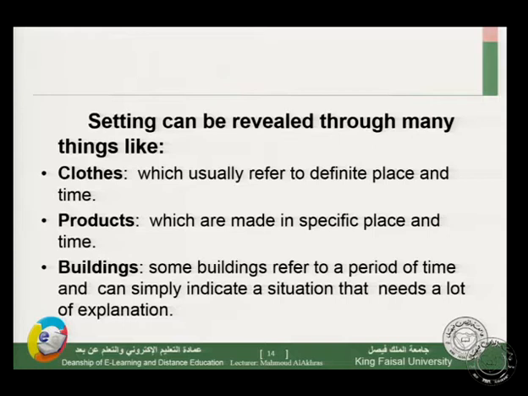Setting can be revealed through many things, so we can have more details about setting by using these things. The first one, we can conclude the type of setting from clothes, which usually refer to a definite place and time. If you have a specific kind of clothes, you can indicate the setting of this character.